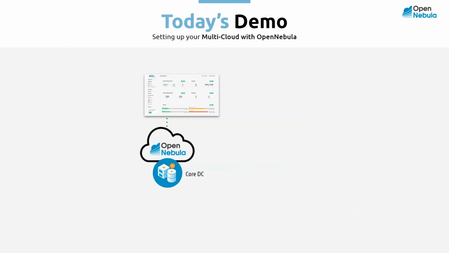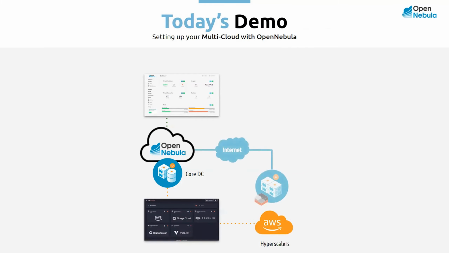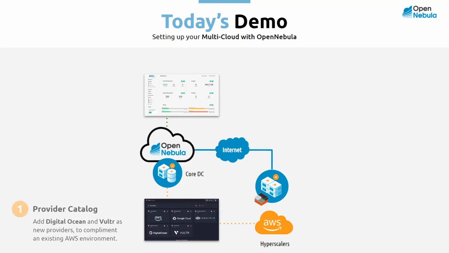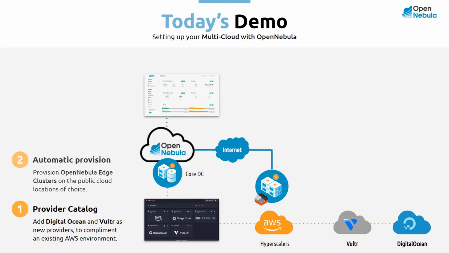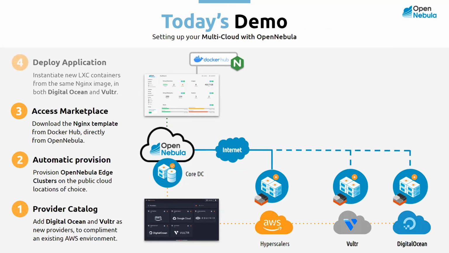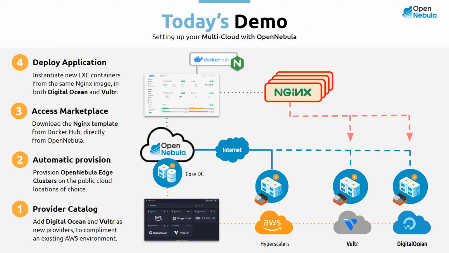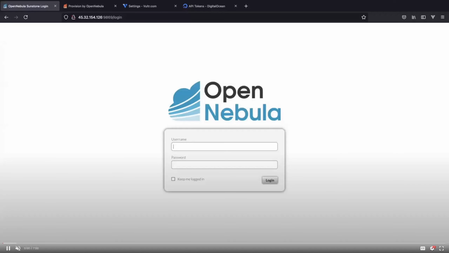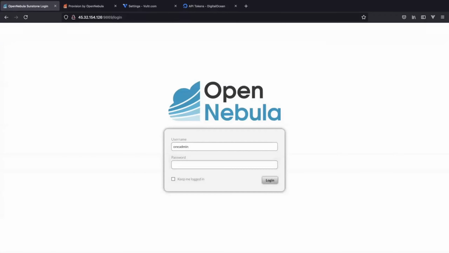So we're going to jump into today's demo. Our environment today has an existing AWS cluster that's already running some virtual machines. We've pre-downloaded an Nginx container from Docker Hub that resides in a central datastore. We'll be using that to provision workloads on clusters inside of DigitalOcean and Vultr that we'll be using on our FireEdge interface. So to start with, we're going to log into Sunstone, which is the main front end for OpenNebula.